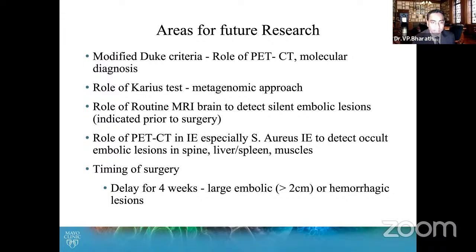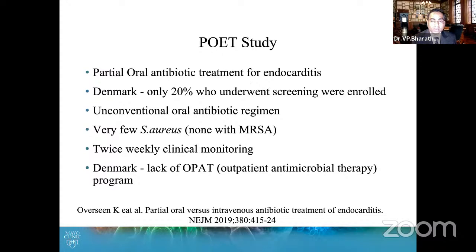So one recent study you might have seen is the partial oral treatment for endocarditis. It was published last year in NEJM. This was done in Denmark, and they gave IV antibiotics for the first 5 to 10 days, and then transitioned them to oral antibiotic therapy to complete the treatment course. Only 20% who underwent screening were enrolled in the study, so it's a very, very small subgroup of the population. They used an unconventional oral antibiotic regimen that we normally don't use, and very few Staph aureus and nobody with MRSA.